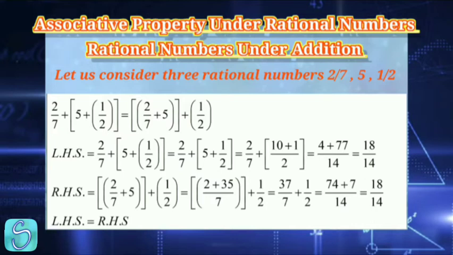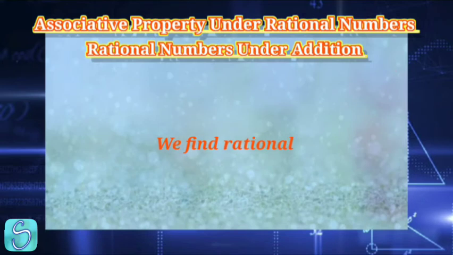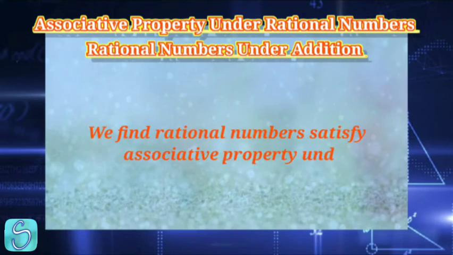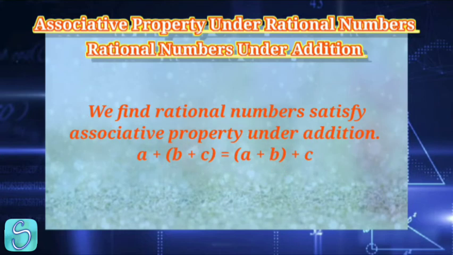RHS: 2/7 + (5 + 1/2) is equal to 2/7 + 11/2, which is equal to (4 + 77)/14, which is 81/14. It is the sum of 2/7, 5 and 1/2. The LHS and RHS are equal. So we find the rational numbers satisfy the associative property under addition.